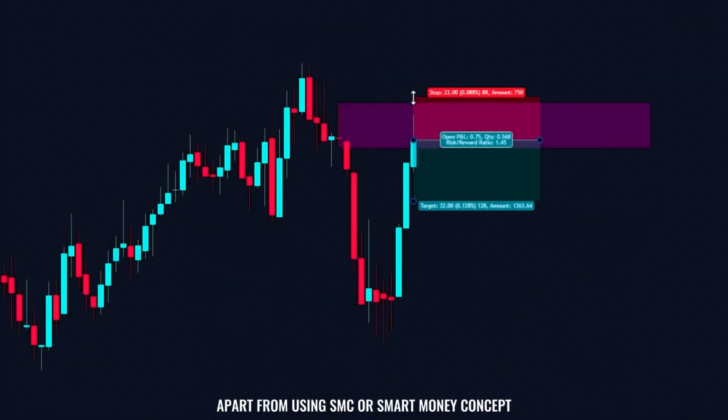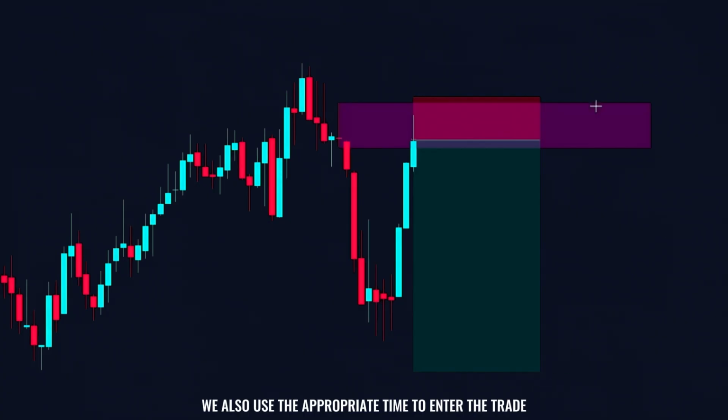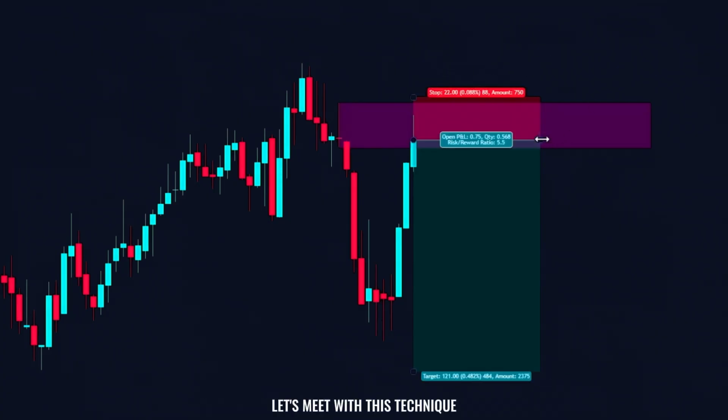Today's technique, apart from using SMC or Smart Money Concepts, also uses the appropriate time to enter the trade. Let's get into this technique.